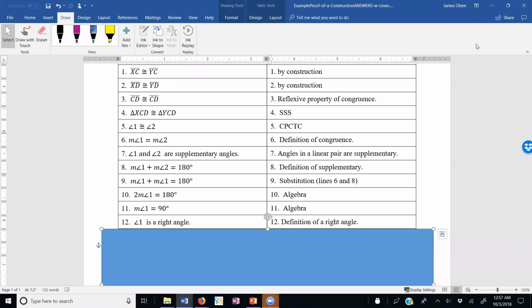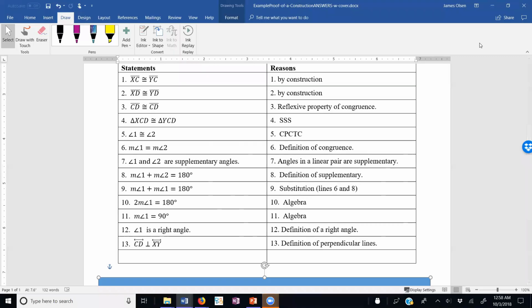Since we have a 90-degree angle, angle 1 is a right angle. That's definition of right angle. And since we have a right angle, we're going to have perpendicular lines. And our conclusion is that line CD is perpendicular to line XY by definition of perpendicular lines.